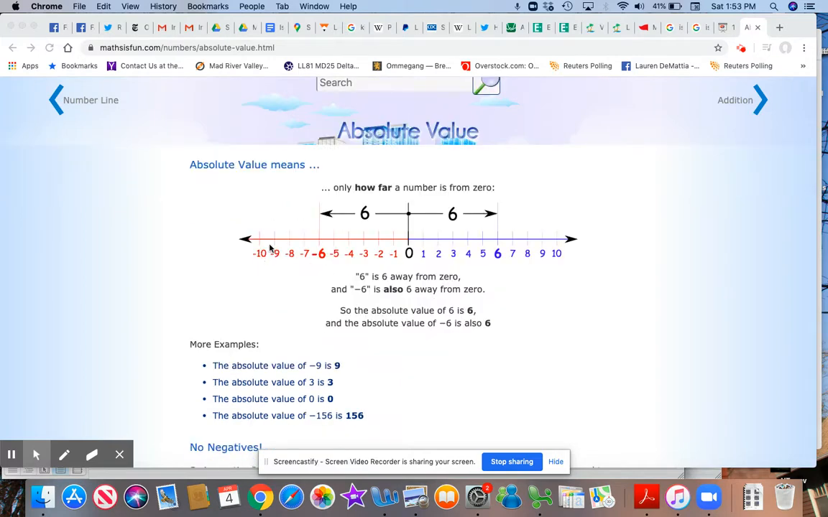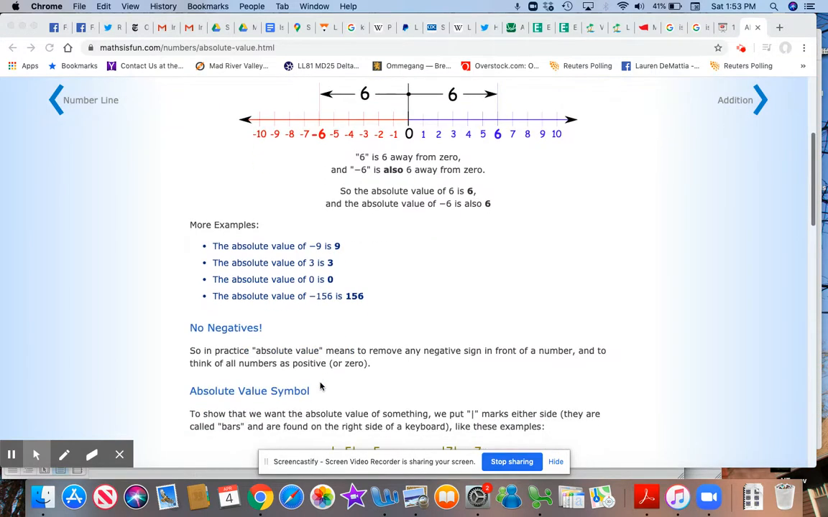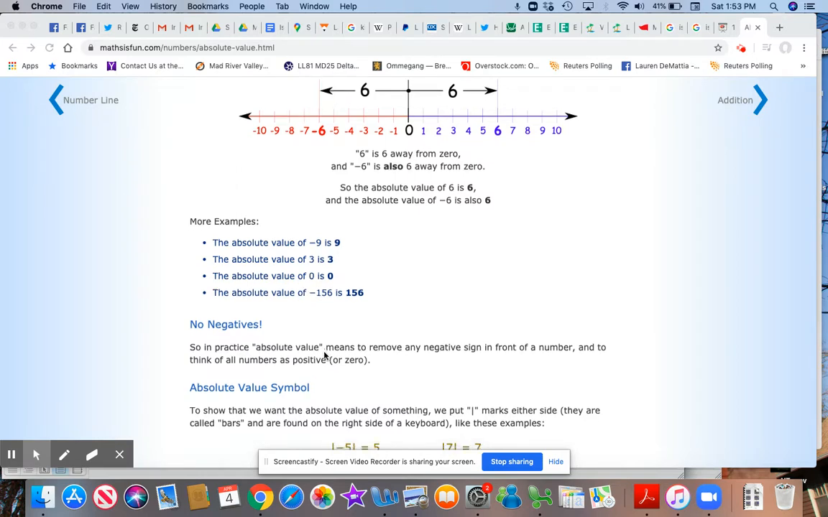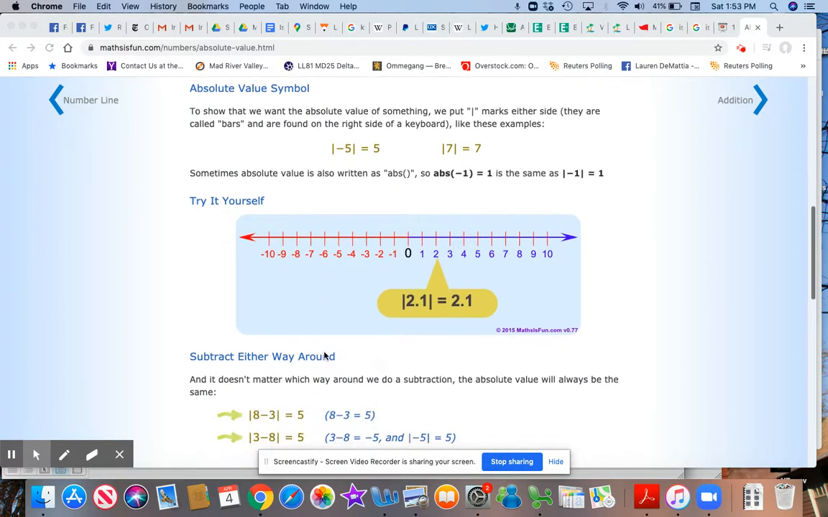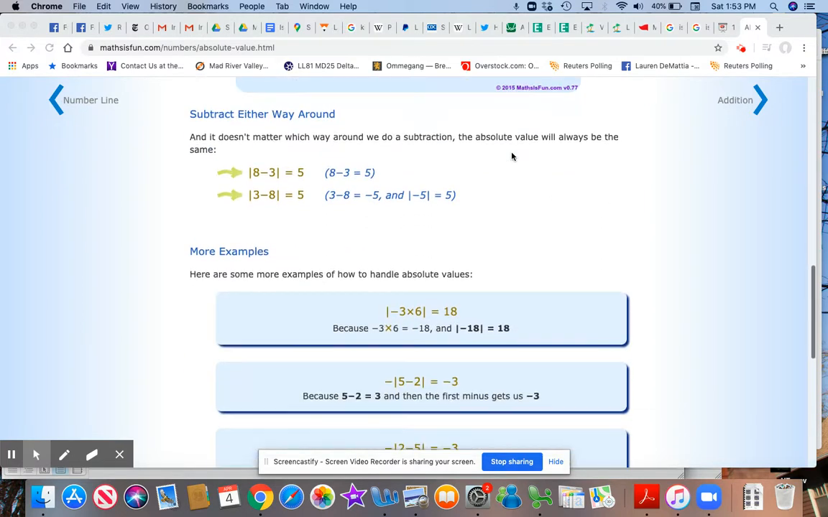So the absolute value of -9 is 9 because it's 9 away from 0. The absolute value of 3 is 3 because it's 3 away from 0. The absolute value of 0 is 0. The absolute value of -156 is 156. So there's no negatives. You guys probably already know that. And then the absolute value of -5 is 5, and the absolute value of 7 is 7. So there we go. All right.